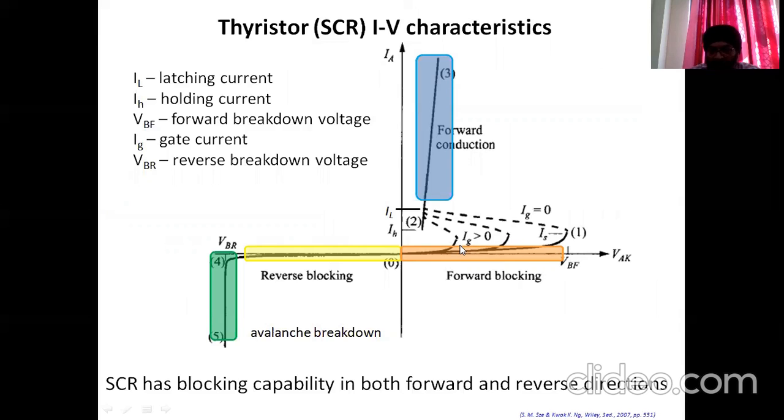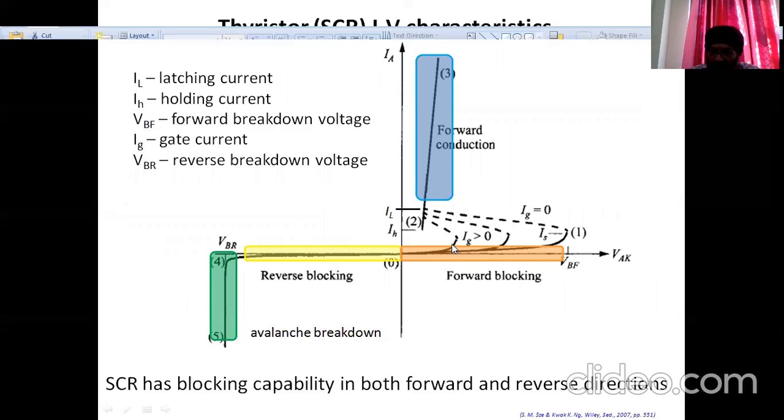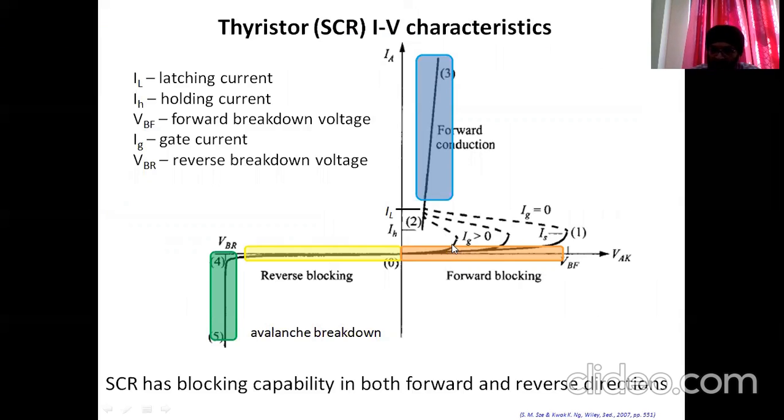So if we increase this gate current, this NPN transistor will start to conduct at a very low voltage. So we keep on increasing the gate current, we keep on decreasing the forward voltage. And once, let's say now this gate current is applied over here, and now the breakdown happens over here.